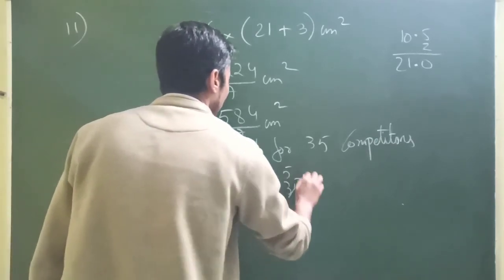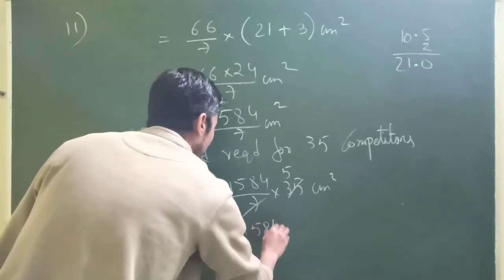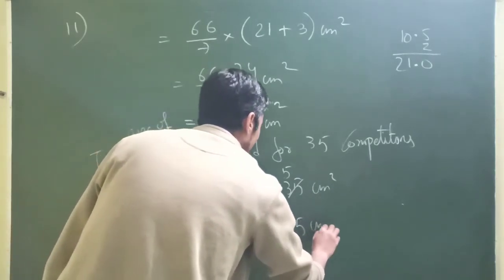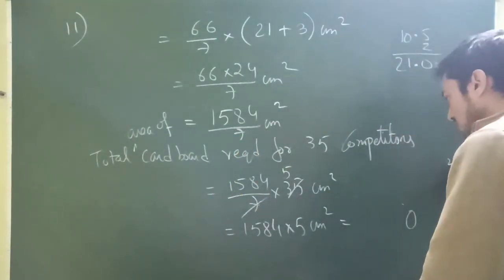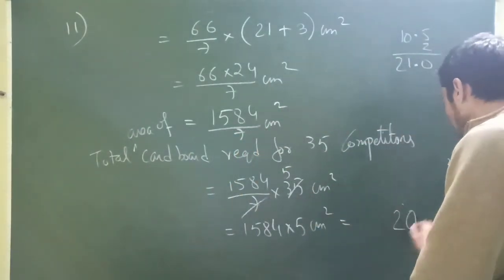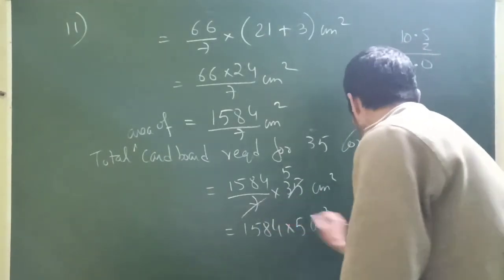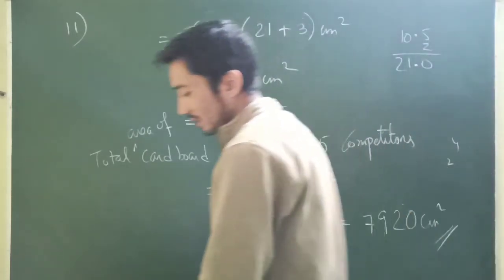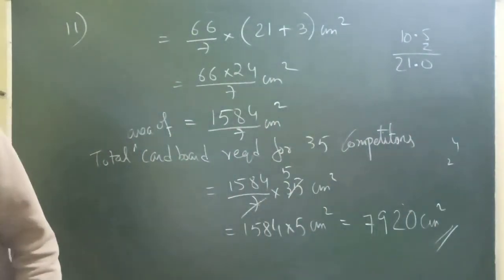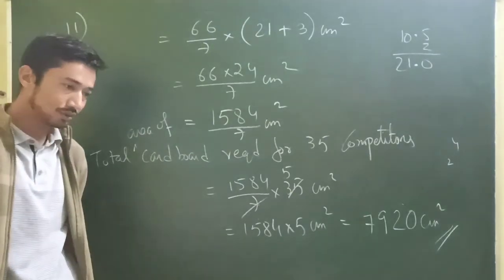7 5s are 35. So that's 1584 into 5 centimeters square. So how much will be that? 5 4s are 20, 2 left, 5 8s are 40, 42, 4 left, 5 5s are 25, 29, 2 left, 7920 centimeters square. Alright, so that's the solution to question number 11.